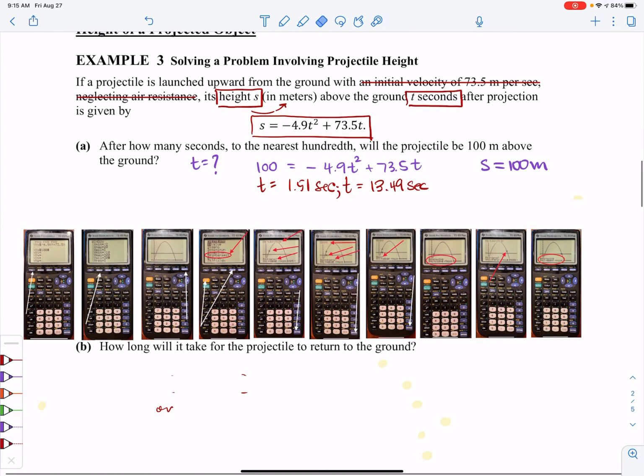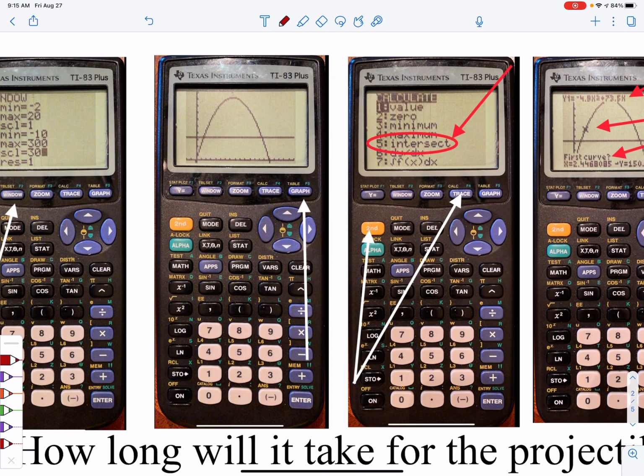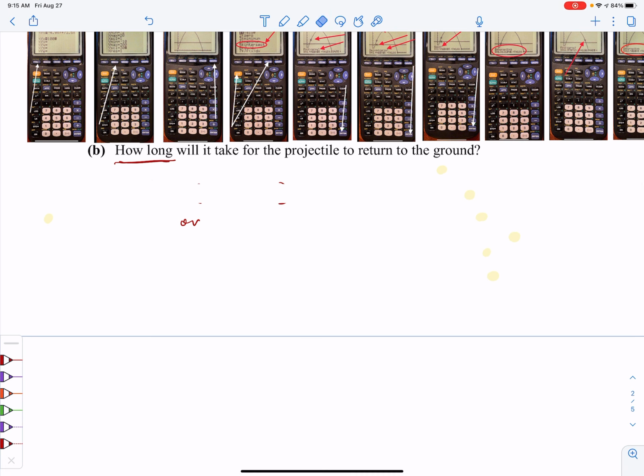Now, a different question: how long is it going to take for the projectile to return to the ground? So our given information is the same, but now notice that what we want here is how long. So once again, I'm looking for a t value. I want to solve for t. How long is it going to take for the projectile to return to the ground? Let's go back and look at that graph. Essentially, I want when the ball is going to land on the ground. Well, what is the height when the ball lands on the ground? So we know that the height there is going to be 0. So let's plug 0 in for the height.